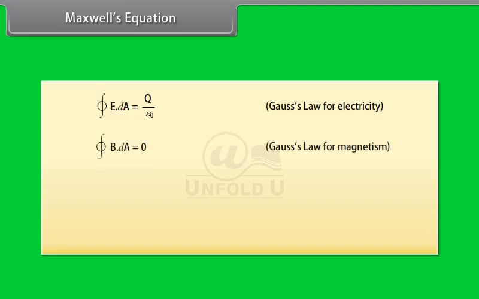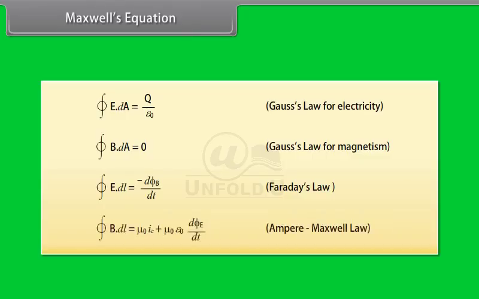Maxwell's equations. The following four equations, called Maxwell's equations, are the fundamental equations in electromagnetism. Gauss' law for electricity: closed integral of E dot dA is equal to Q by epsilon naught. Gauss' law for magnetism: closed integral of B dot dA is equal to 0. Faraday's law: closed integral of E dot dl is equal to minus d upon dt of phi B. Ampere-Maxwell law: closed integral of B dot dl is equal to mu naught Ic plus mu naught epsilon naught d upon dt of phi E.